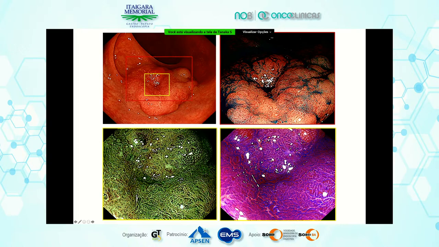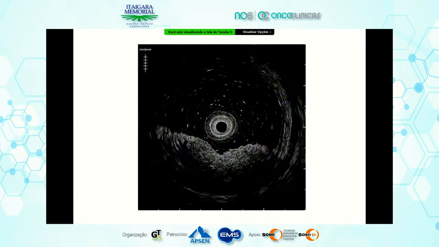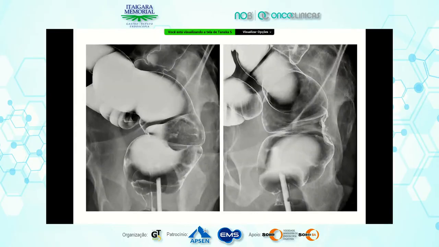So we add EUS. The muscular layer is swollen, so we suspect this region is T2 cancer. So we confirmed by fluoroscopy. Like this, there is linear rigidity and deformity in the lateral view. So we can get a definite diagnosis of T2 cancer of this region. So we send this patient to surgery.